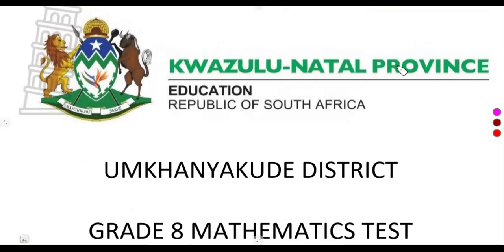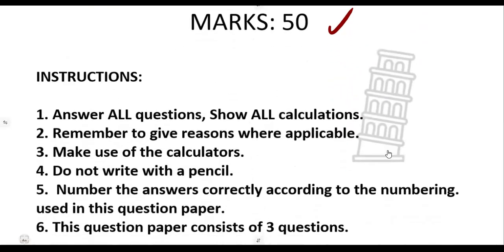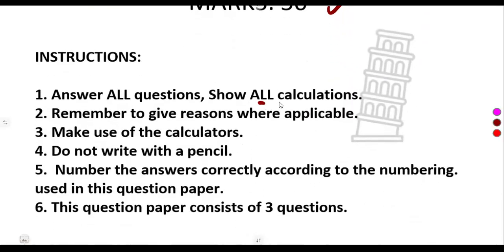All right. So that is the KZN province, which is 1 hour, 50 marks. All right. So we're just going to see with the time, and the instructions were clear. Answer all questions, show all calculations. Remember to give reasons where applicable. Make use of the calculators. You're allowed to use a calculator, guys. Do not write with a pencil. Number the answers correctly according to the numbering used in this question paper. And also, this question paper consists of 3 questions.